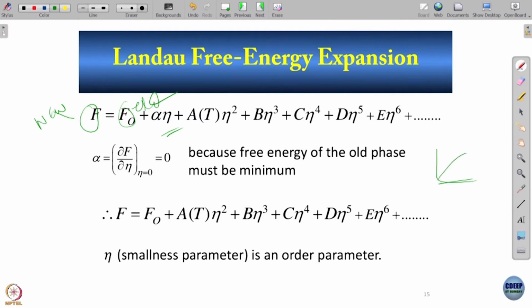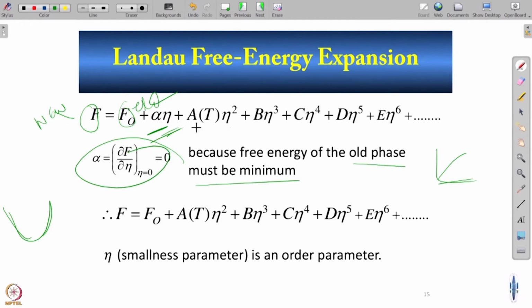But in my case, that first derivative of the order parameter free energy, the free energy has to be minimum because it has to be stable. That's why we did all the stability analysis. Then what does it mean? That means this quantity cannot be there, alpha has to be 0, because the free energy of the old phase must be minimum. But that does not apply to this.